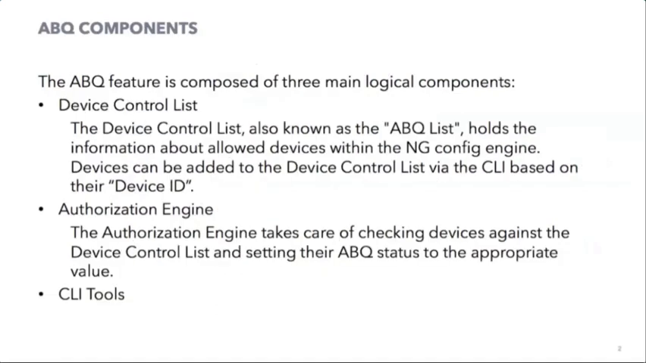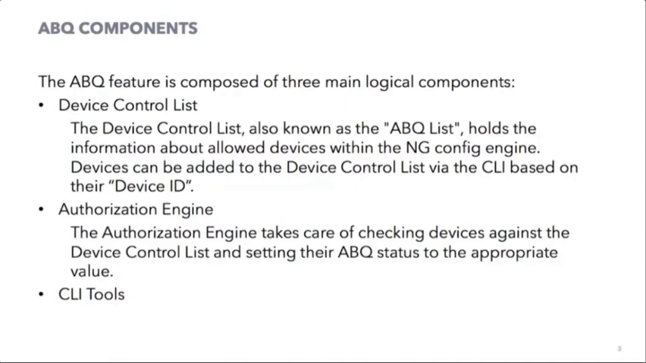It comprises three components within the server itself. First, you have a device control list. This is the ABQ list, and it holds the information about the devices that are allowed to connect to the server. This is basically the NG mobile engine that's used for the Zimbra mobile setup. Devices can be added to the device control list via the CLI using their device ID. Typically any device, mobile, smartphone, etc., has a unique device ID that is presented to the server.